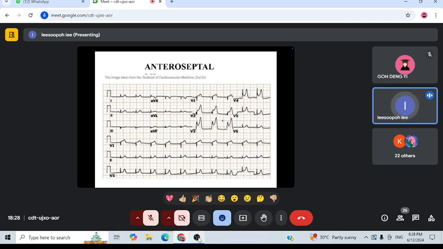So what about the other leads? Let's see lead V2. This is the isoelectric line. This is the ST segment. What do you see here? Up. Up in which lead? V2, yeah. How about V3? Up, yeah, also up. And then here also up. So V2, V3, and V4 are also up. So there's ST elevation in V2, V3, and V4.